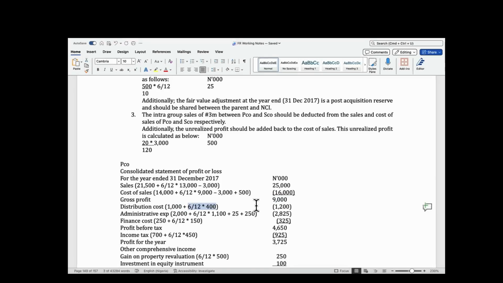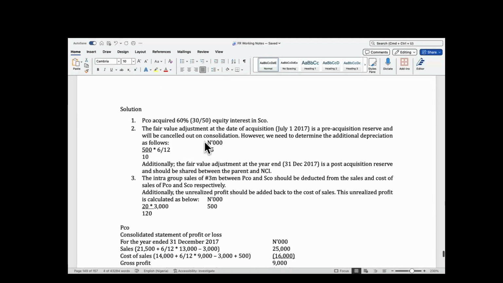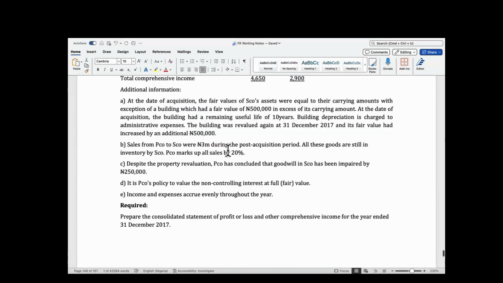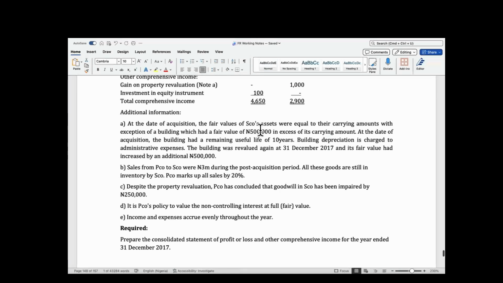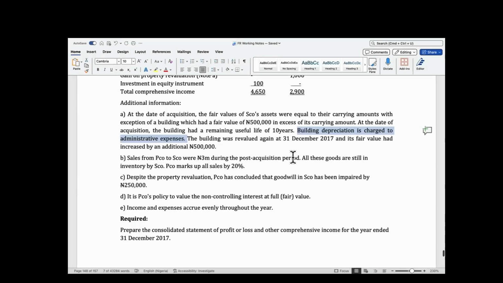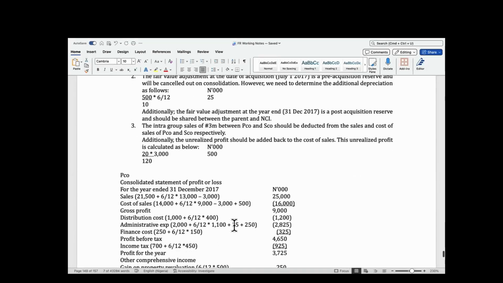I added the two together, gives me 1, 2. Then the administrative expenses, the parent's, plus 6 over 12 of the subsidiary. Then don't forget our adjustments. Number 1, we need to adjust for the additional depreciation of 25. The question specifically told us that building depreciation is charged to admin. So that's the additional depreciation that we computed for that fair value surplus. We add it to cost of sales, to admin.